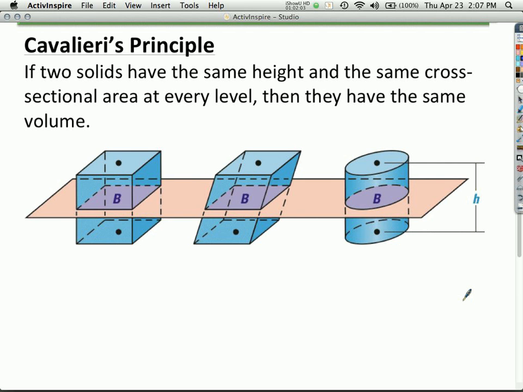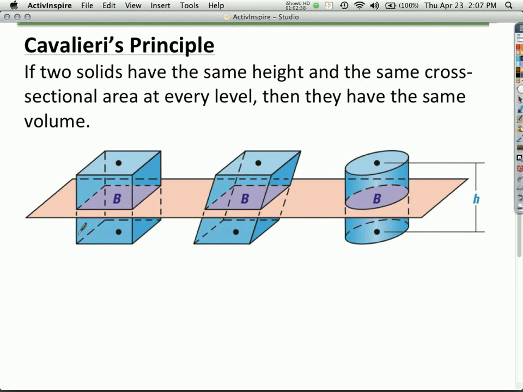So Cavalieri's principle. This is not for you to copy, this is for you to read, look at, and just understand as we move forward. What this principle says, this mathematician says, is that if you have two solids, or more than two solids, that have the same height and every cross section has the same area, then the two solids have the same volume. And this is illustrated very well with this image.